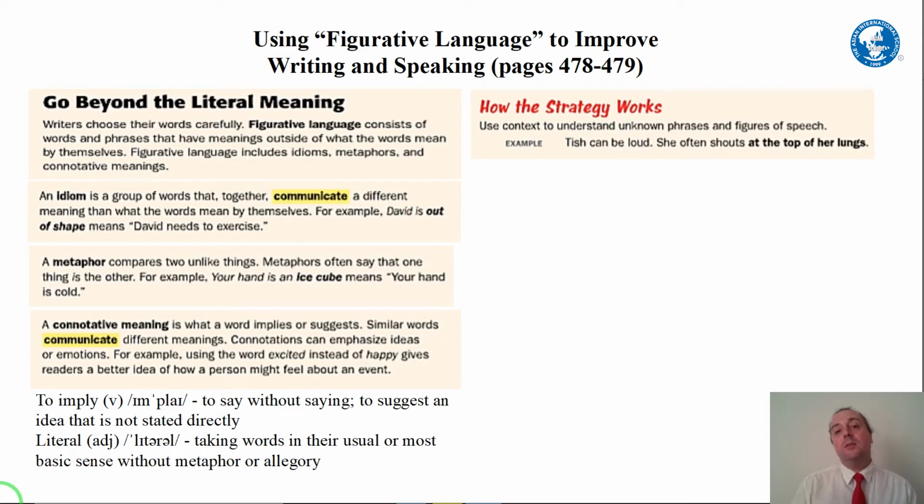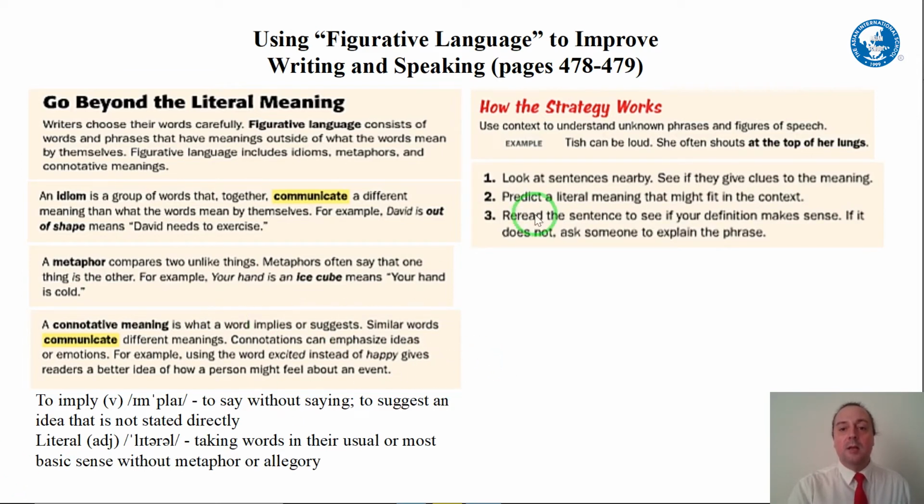Okay, so how does this work? We can use context to understand unknown phrases and figures of speech. The example here, Tish can be loud. She often shouts at the top of her lungs. Now, top of her lungs doesn't really mean anything, but can we look at the sentences nearby and see if they give clues? Are there any clues? Well, the word loud, the word shout, okay? Predict a literal meaning that might fit in the context, the top of her lungs. Okay, and then reread the sentence to see if your definition makes sense. So we have a clue here, loud, and we have shouts. Okay, so shouts at the top of her lungs means to speak very, very loudly.